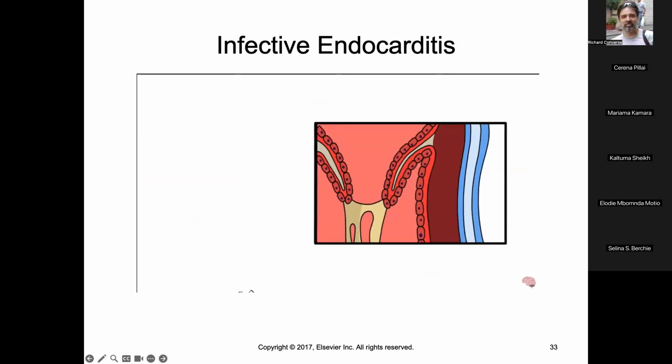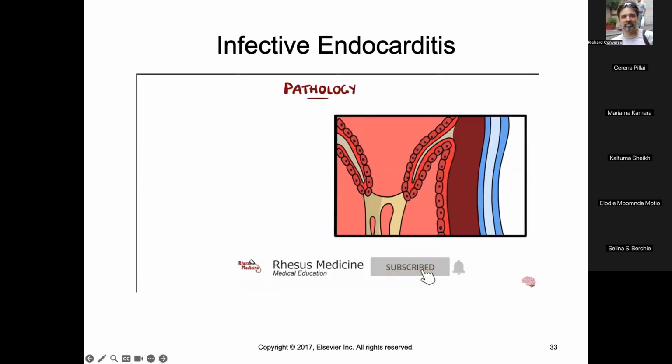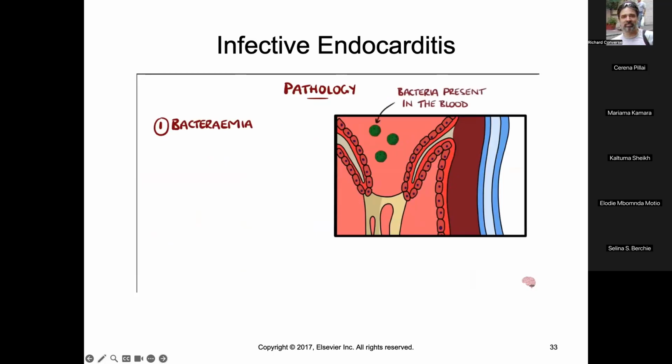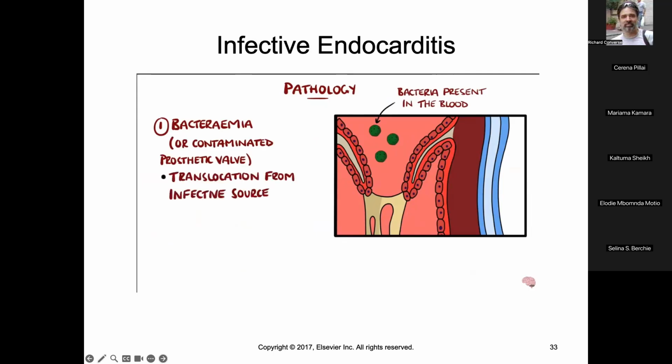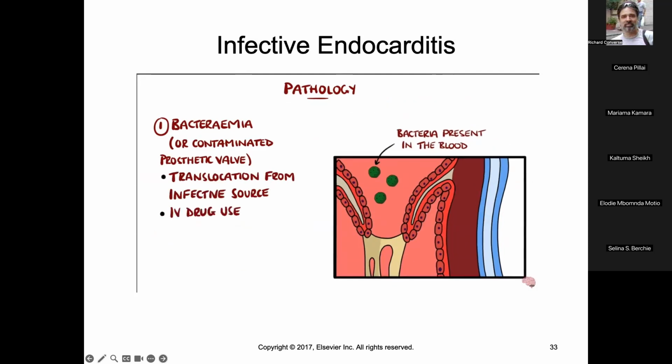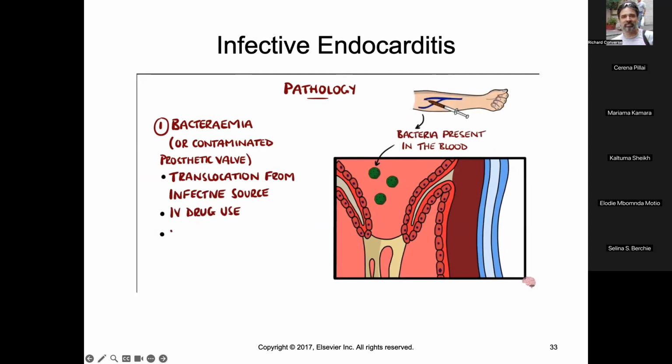For infectious endocarditis to develop, there needs to be the presence of a bacterial infection in the blood, termed bacteremia. There are rare exceptions, such as a contaminated prosthetic valve being installed. Bacteremia can come from the transition of bacteria from another infection site into the blood, introduction via intravenous drug use, and from procedures like dental procedures.